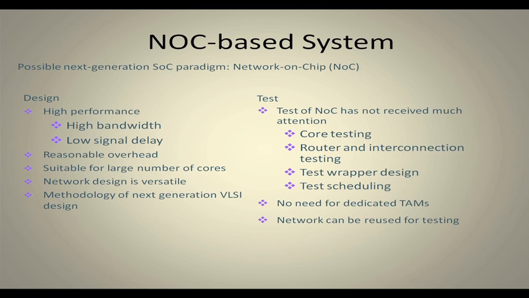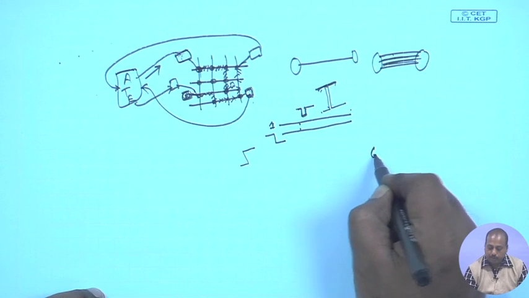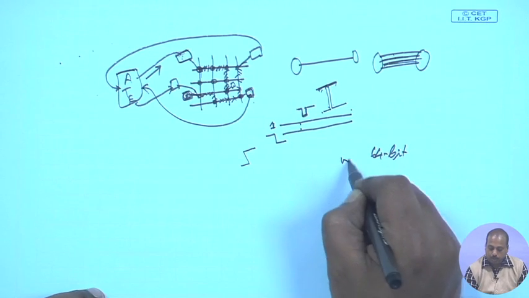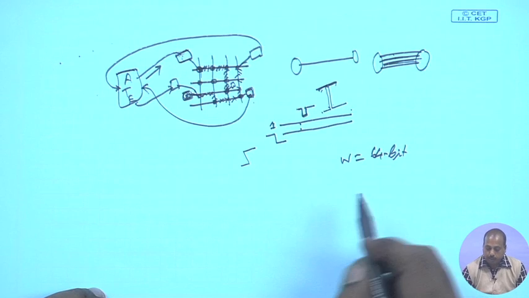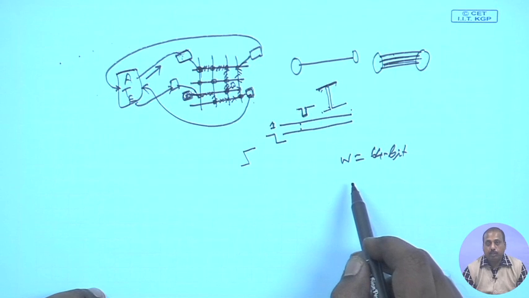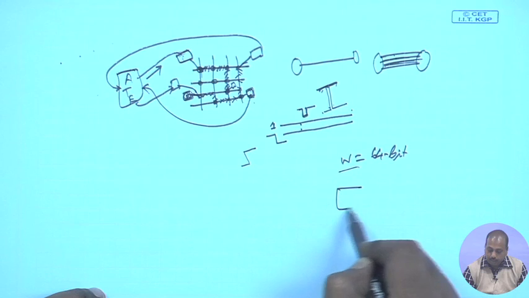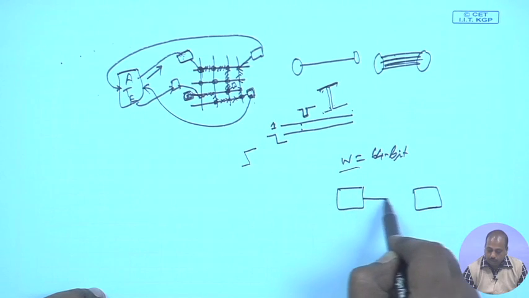Test wrapper design is definitely there, because we have to wrap all the cores, so that they fit the NOC channel width, like the links that run between the routers. Links are not of arbitrary size, unlike a TAM based design, where maybe I have a 64 bit TAM, w equal to 64, and there we had some trade off. We gave different amounts of TAM lines to individual cores and tried to see the corresponding test time. But in this case, say this is one router and this is another router, and between them we have a link.